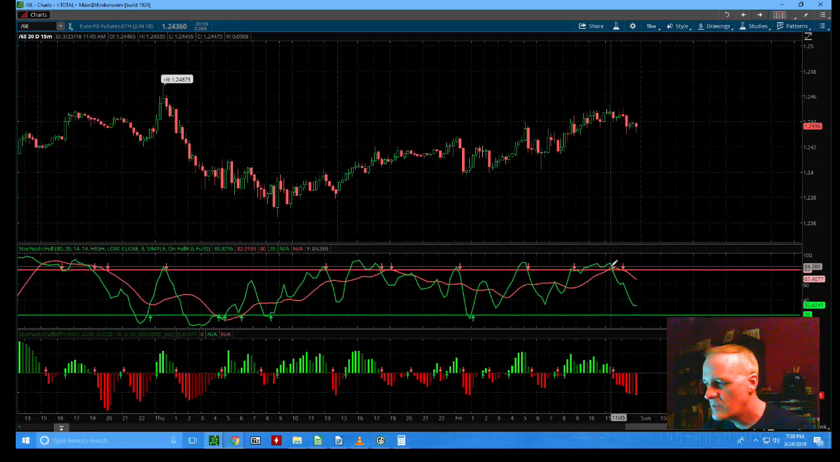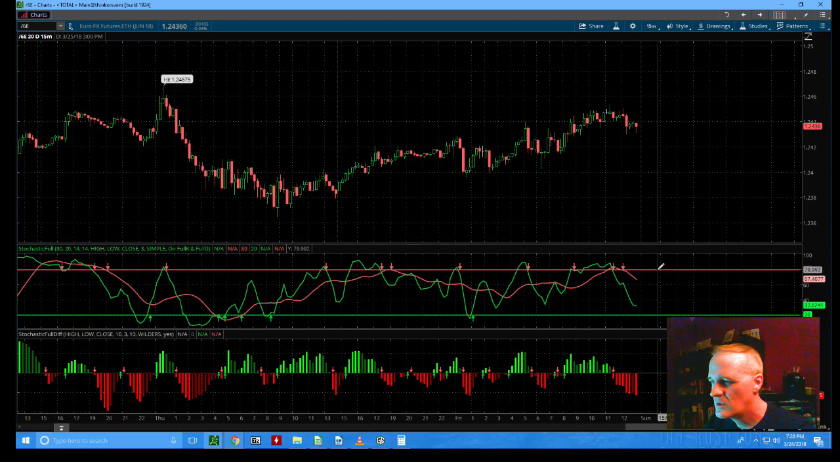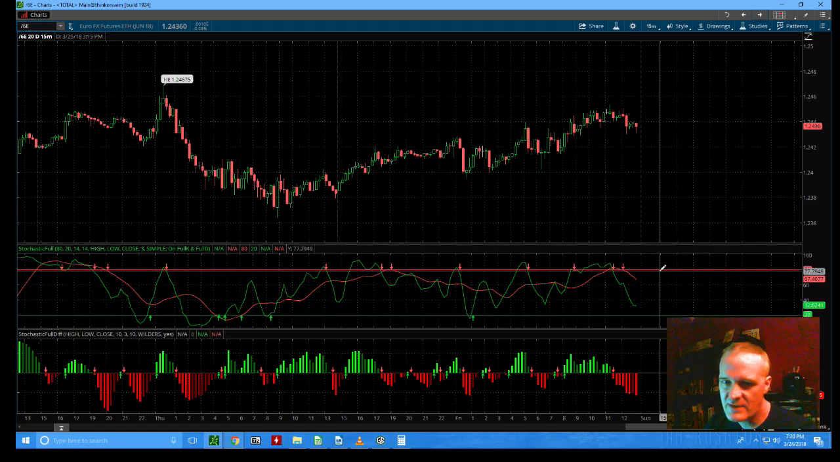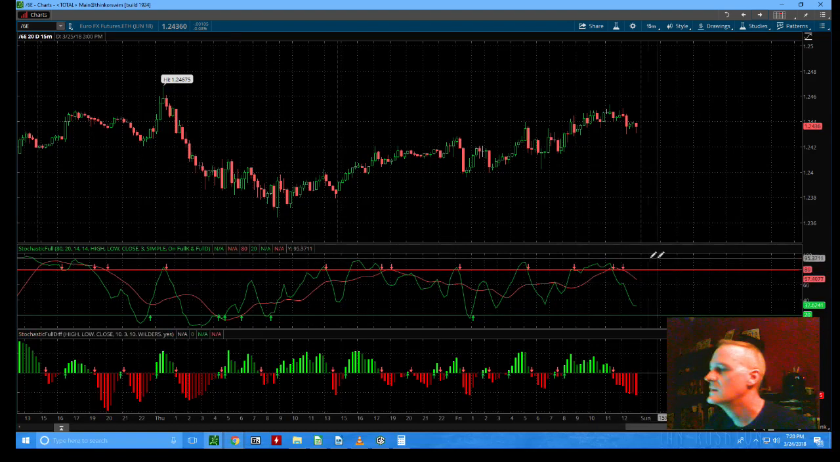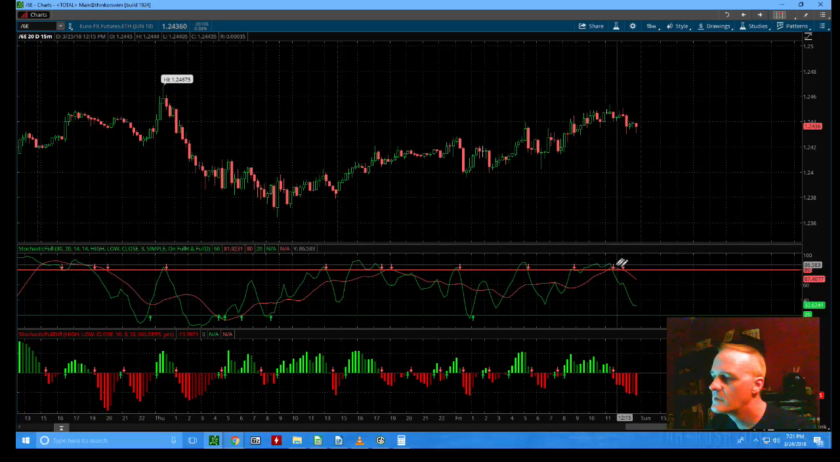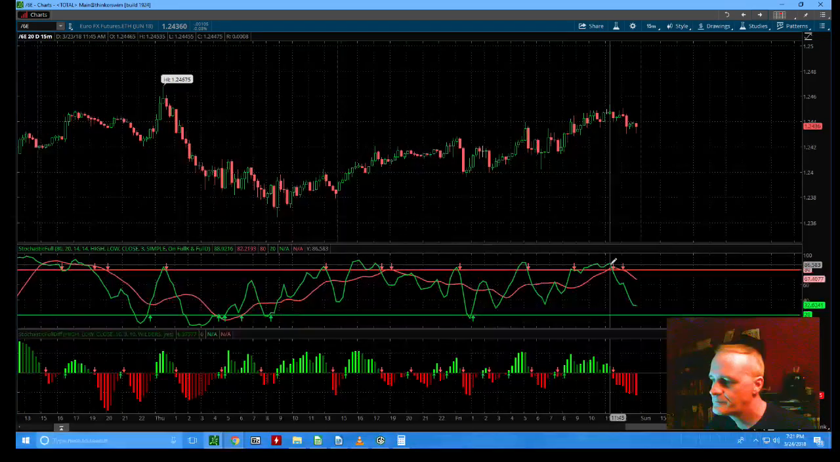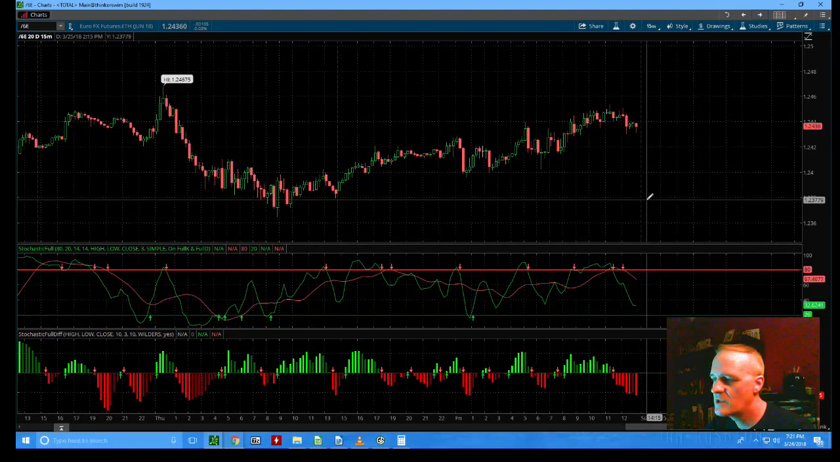One way to use it would be when this fast signal crosses below the overbought level, which is 80 in this case. And you can adjust this if you want it to be 70, you can do 70. The default on my platform is 80 and 20. 80 overbought, 20 oversold. So when the fast signal line crosses below 80, you could say that's a signal to go short. All right.